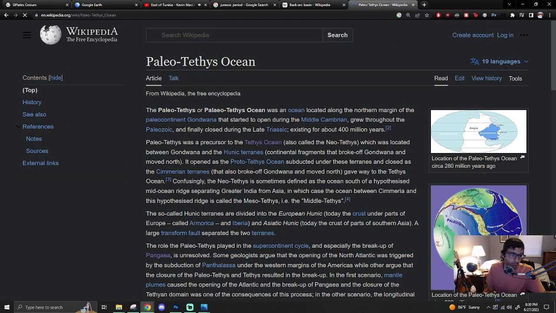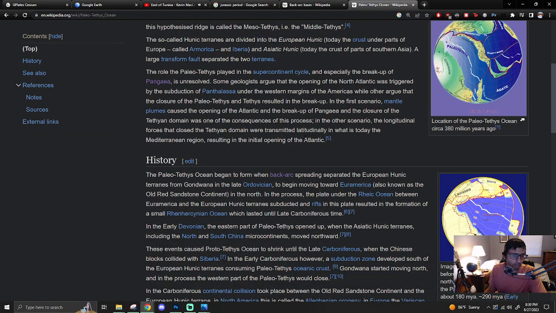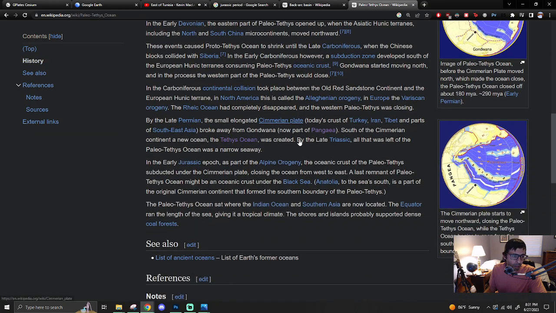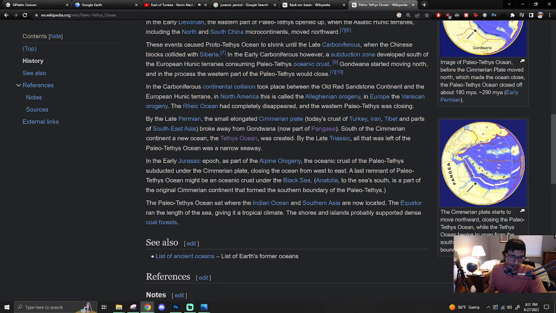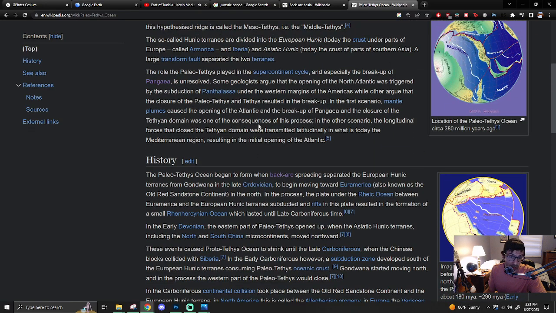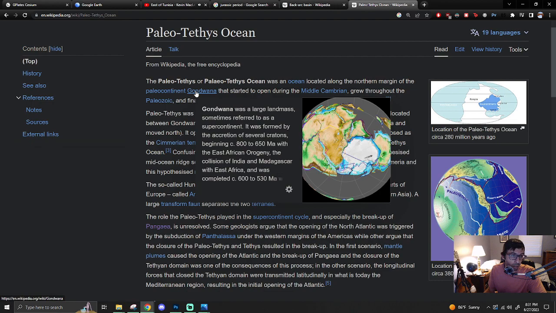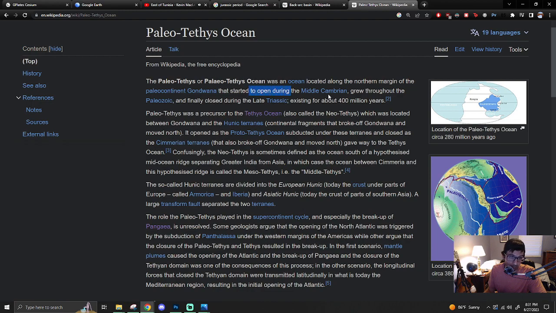Paleotethys Ocean. When did this form? If any of this goes back to like 600 million years, maybe it was just a pre-existing ocean if it goes back to 600 million years. But I don't think the ocean located Gondwana started to open during the Middle Cambrian. So when the Earth started to expand.